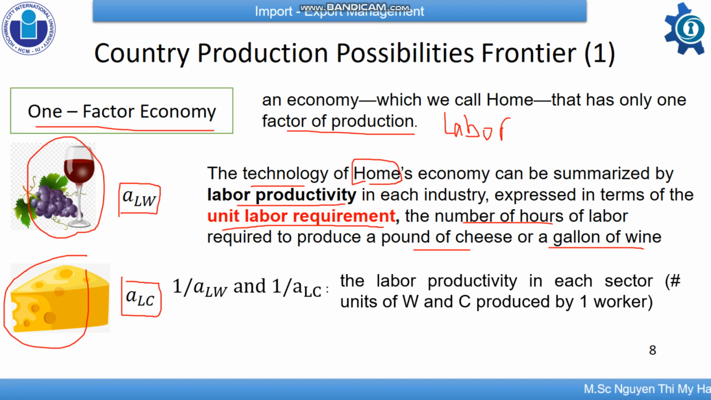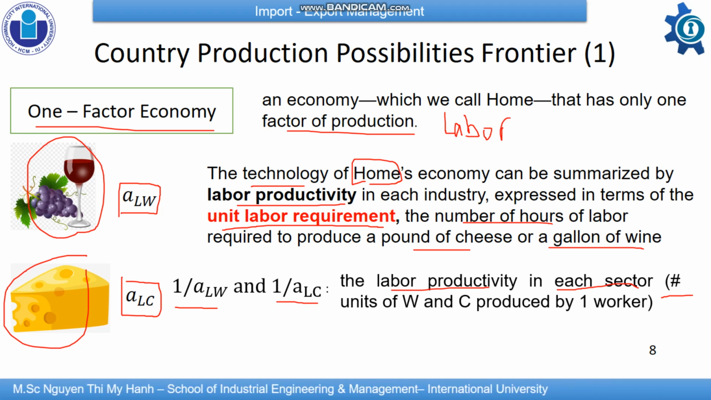And 1 divided by a_LW is the labor productivity in the wine sector. It means the number of units of wine that they can produce by one worker. And 1 divided by a_LC is the labor productivity in the cheese sector. That is the number of units of cheese produced by one worker.